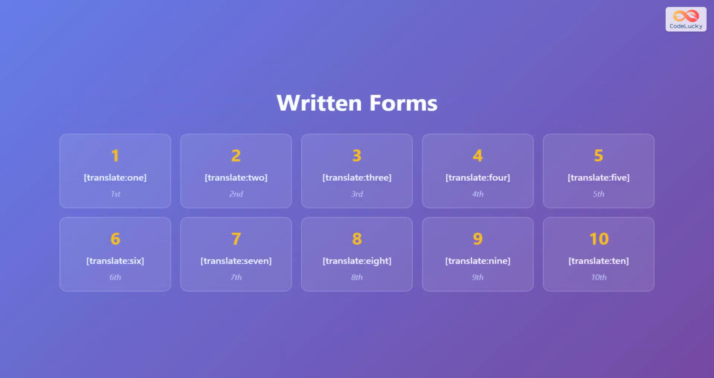Each number has a digit form and a word form. The digit 1 looks like this. 1. The word 1 is spelled O-N-E. Each number from 1 to 10 has both forms.